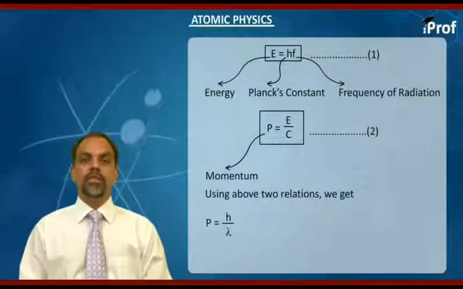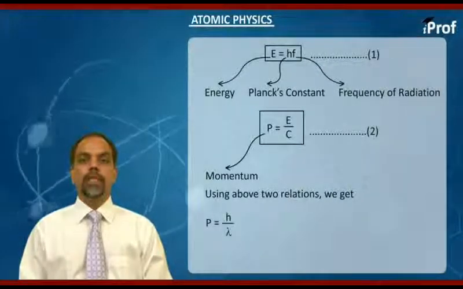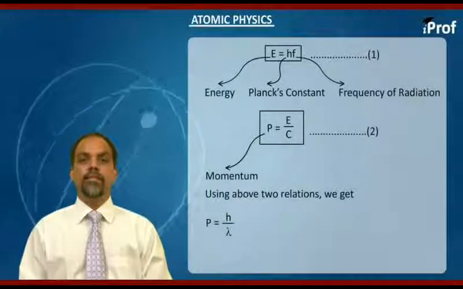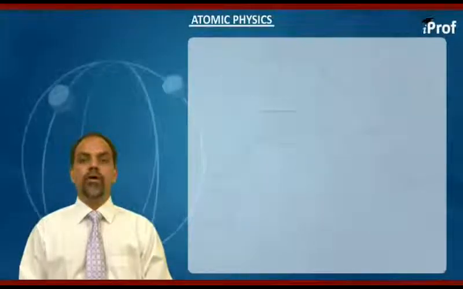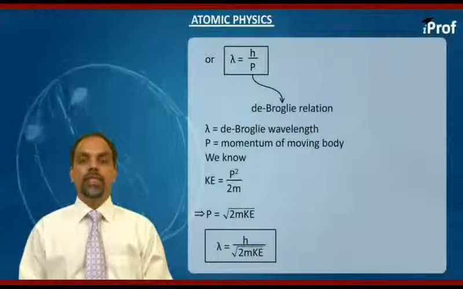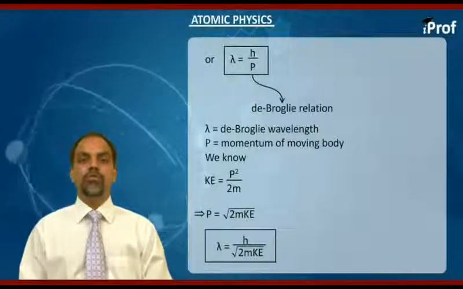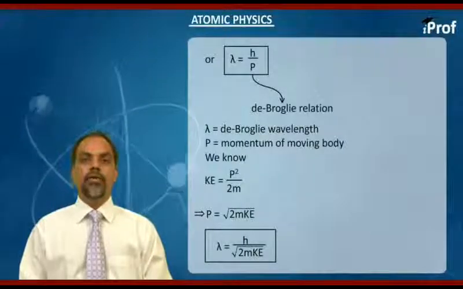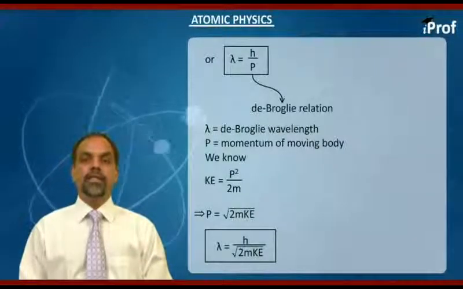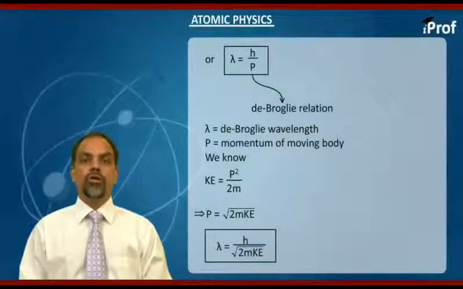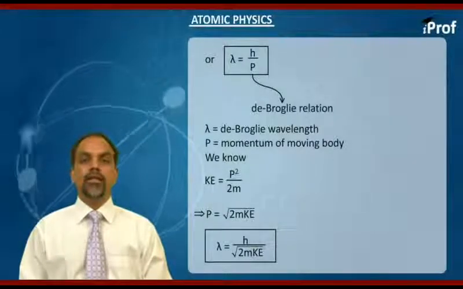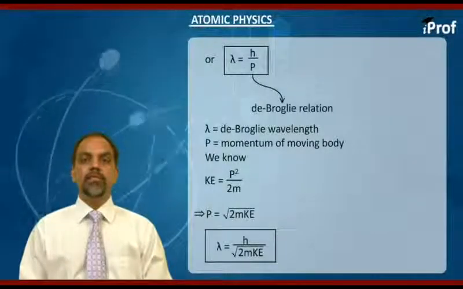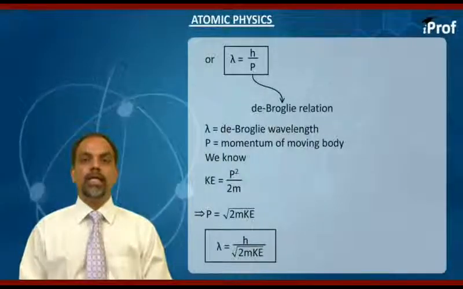Now if we make use of these two relations, we get P, that is momentum, is equal to h over lambda, or we can say wavelength, that is lambda, is equal to h over P, where P is the momentum. Now de Broglie argued and he said that this relation, although for photon, is a general relationship. That means it is valid for material particles as well.